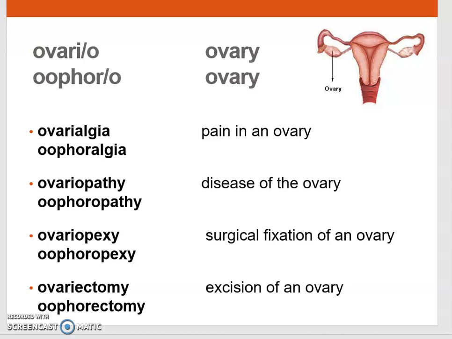You could say ovarialgia, or you could say oophoralgia, and that means pain in the ovary. You could say ovariopathy or oophoropathy. In either of those, it means disease of the ovary. Once again, blanket terms, right? They're not specific. They're just generally disease states. Ovariopexy or oophoropexy is a surgical fixation of an ovary. And ovariectomy or oophorectomy is excision of an ovary. So I'll let you decide when it comes to the exam. In this particular context, either combining form is acceptable and will be considered a correct answer.